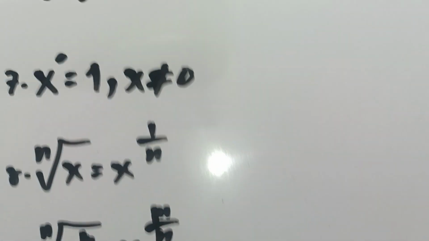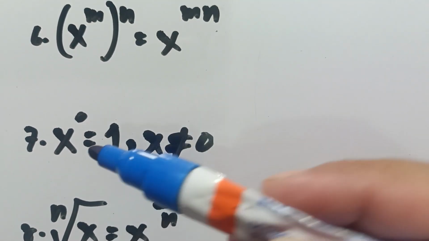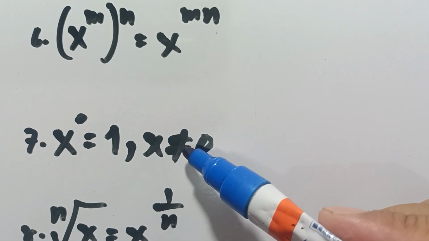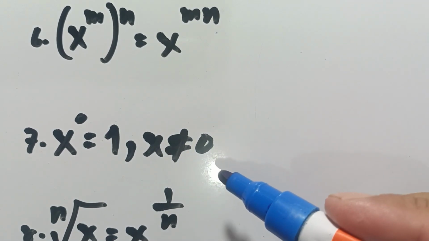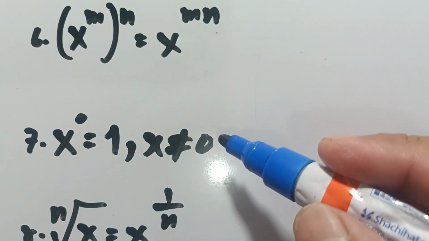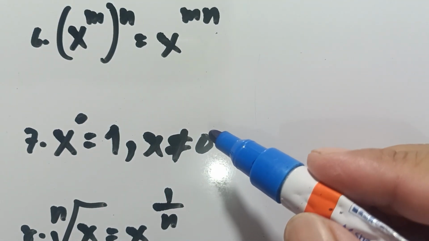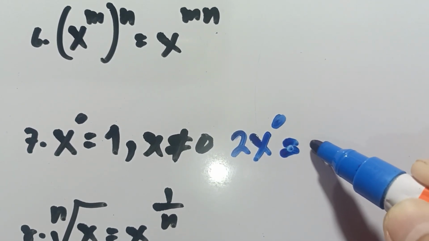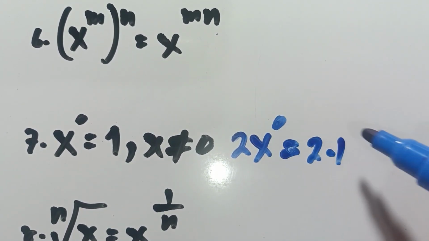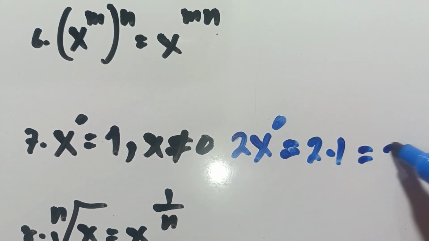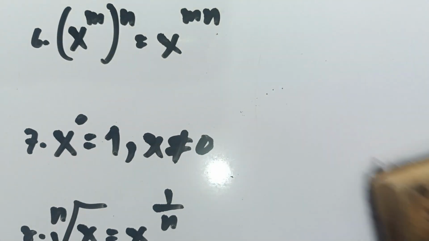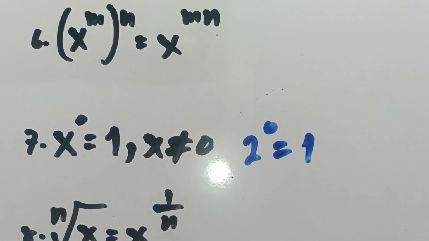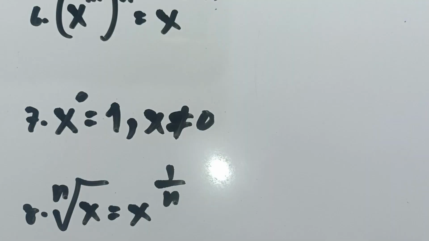And number 7, law of exponent. This is very simple. Now remember this one: x to the power 0 equals 1, where x is not equal to 0. An example of this one: 2x to the power 0 becomes 2 times 1, because x to the power 0 equals 1, or this equals 2. And for a whole number, 2 to the power 0 equals 1. So it's very easy.